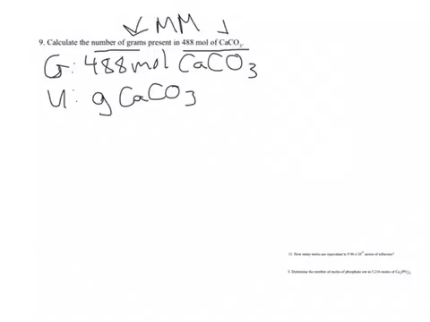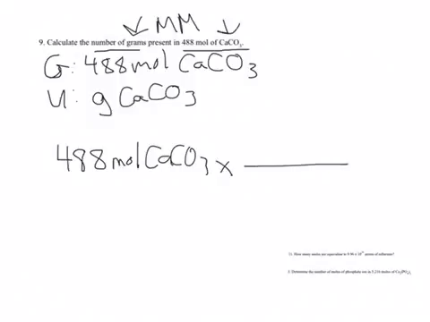Anytime you see grams or mass, you are going to use molar mass. So we're going to need to calculate the molar mass of calcium carbonate, which you use the periodic table to figure out. We add the mass of one calcium plus the mass of one carbon plus the mass of 3 oxygens all together to get our molar mass. Then we set up our dimensional analysis. Always start your dimensional analysis with your given. And then you're going to draw your times sign and your fraction. The fraction we're going to use is our molar mass.